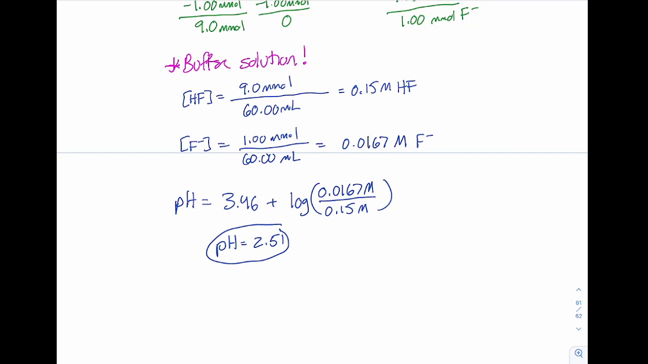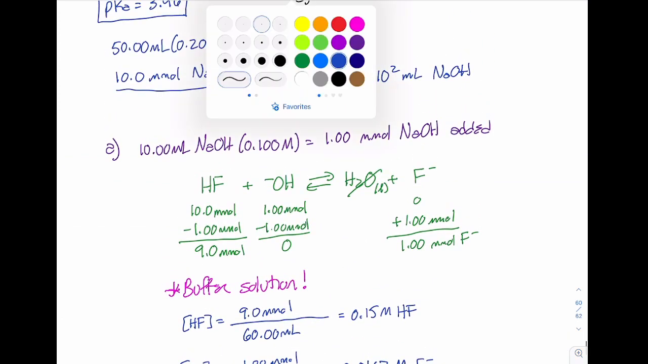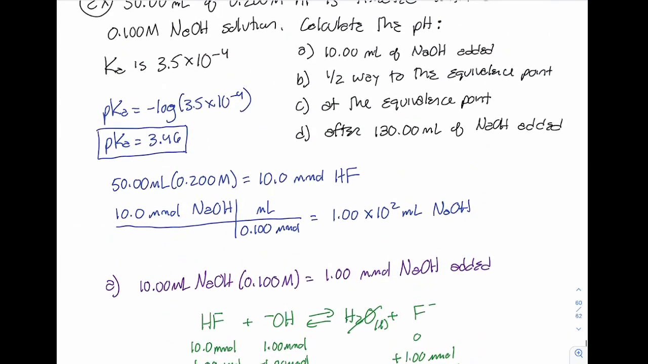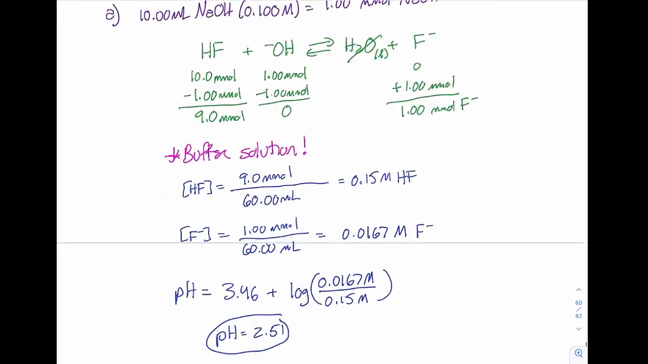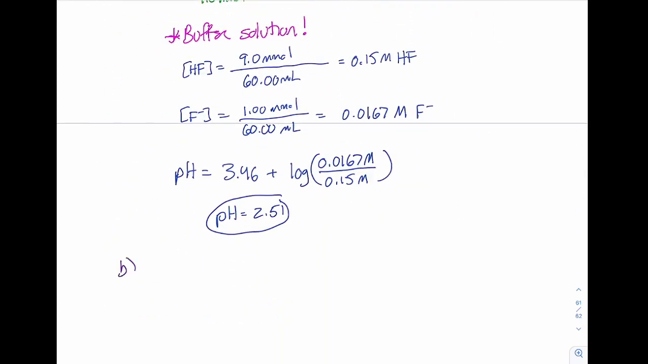All right, so that's part A. Part B, half equivalence points. That one's pretty easy, right? We had said that our pH is equal to our pKa at our half equivalence point, so my pH is equal to 3.46. And really that's all we have to do.